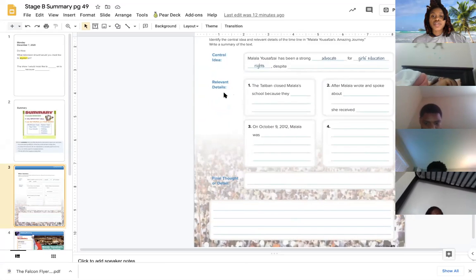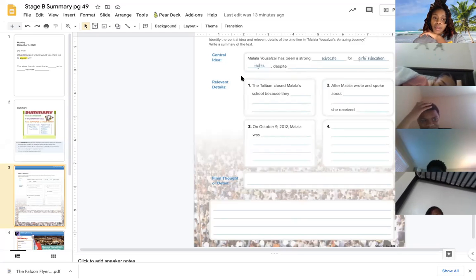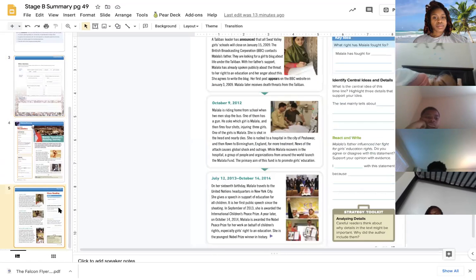So Malala Yousafzai has been a strong advocate. Advocate is one of our vocabulary words. For girls' education, that means what? Malala has been a strong advocate for girls' education rights. What does that mean? Like a leader. What is she doing as a leader? She's trying to get females to go to school. Everybody go to school. What is her action? What is she doing to bring awareness to this? She's fighting for school rights. Specifically, Omar, what is she doing? And everybody else, you can answer this. Is she writing a letter? What did we read about? What did she do here?